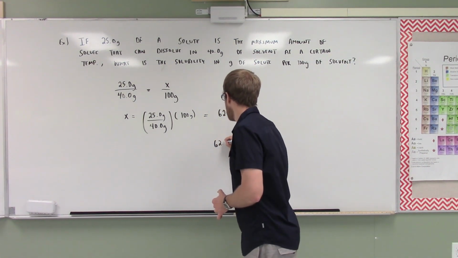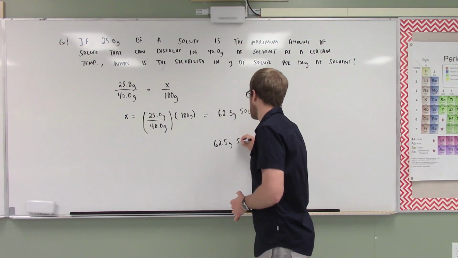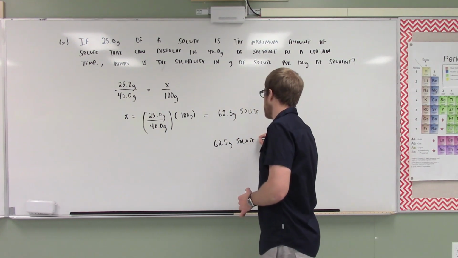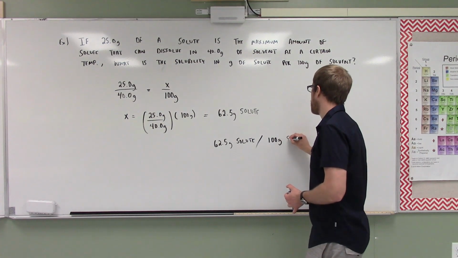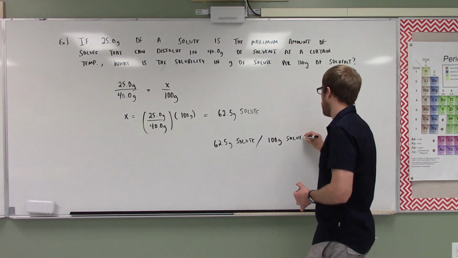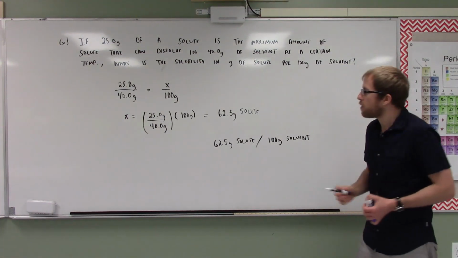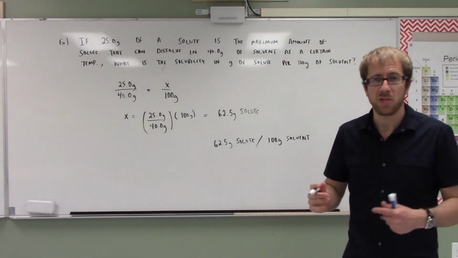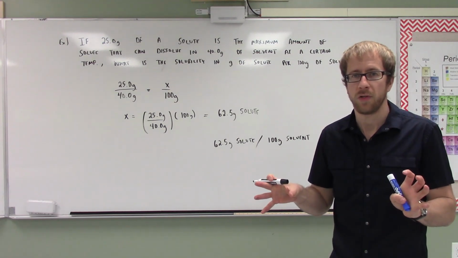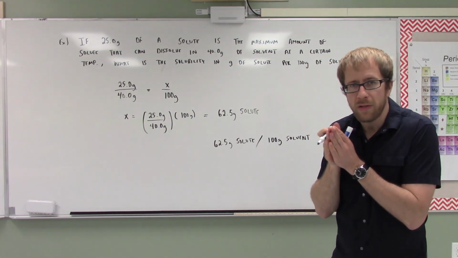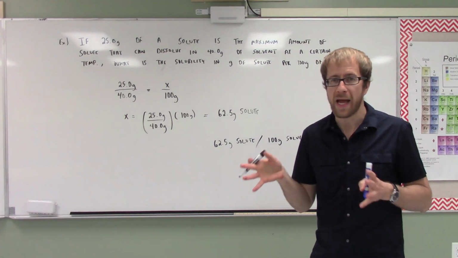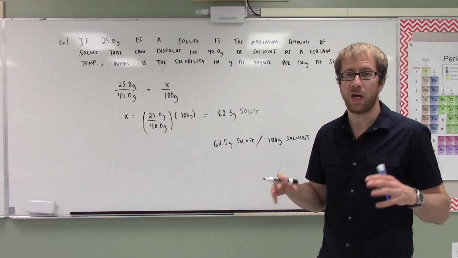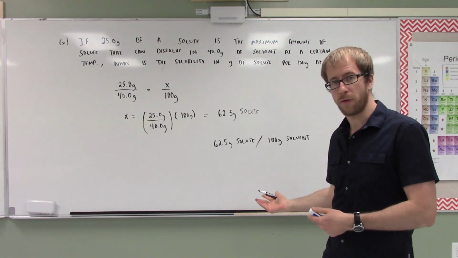It's going to be 62.5 grams of our solute, whatever that may be, per 100 grams of our solvent. So again, all of these problems, you're just going to be thinking in ratios, because that solubility point does not change. I'm just going to be throwing at you different amounts of solvent, and you're going to have to convert.